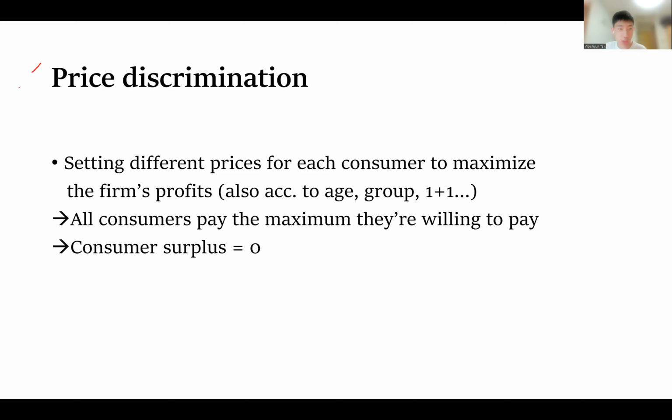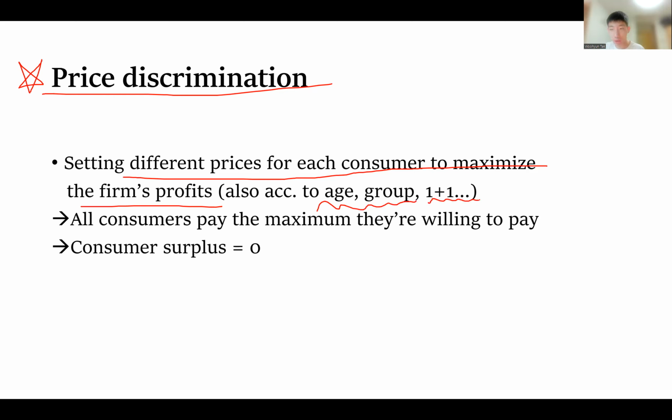There is price discrimination in monopoly, monopolistic competition, or oligopoly, which is setting different prices for each customer to maximize the firm's profits according to age, group, or like a 1+1 event. These are instances of price discrimination. All customers pay the maximum they are willing to pay. It means the firm entirely knows that Jacob can pay maximum $7, Jaden can pay $10, and I can pay $25 maximum. Therefore, the consumer surplus will fall to zero because customers cannot gain benefit from their maximum price. You should remember this.